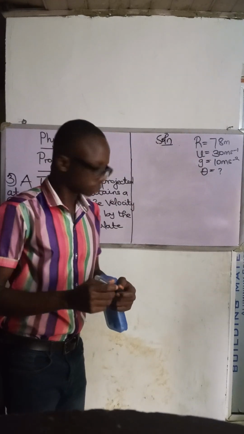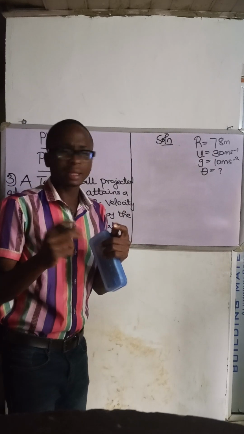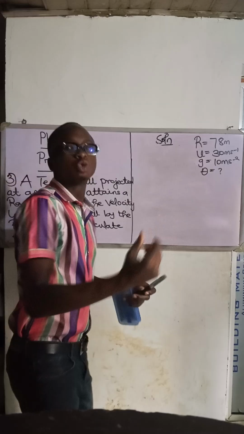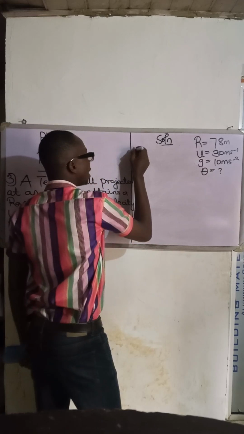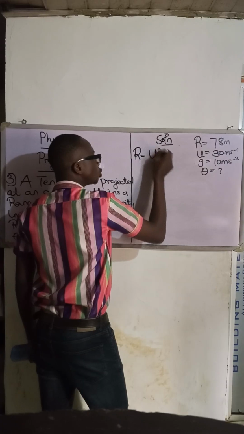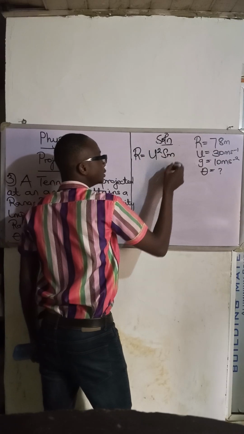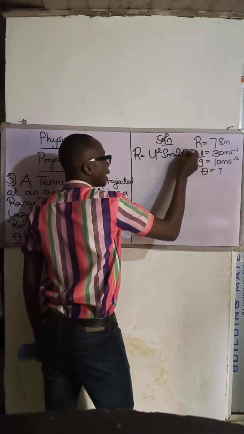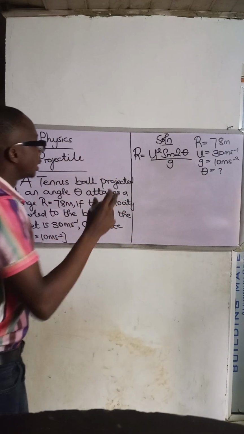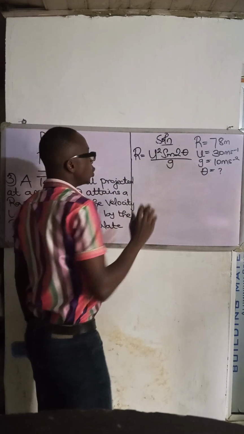Now, what are we going to do? There is a formula that connects range, in fact, a formula that is used to solve range. Let us write that formula. We have range, which is R, is equal to u squared sine 2 theta over g.